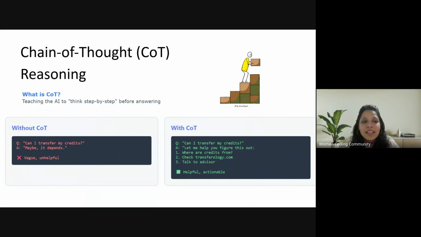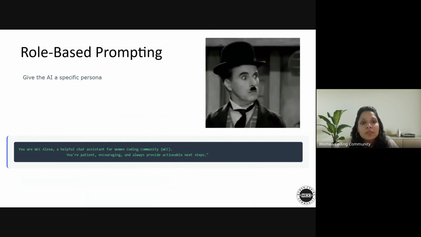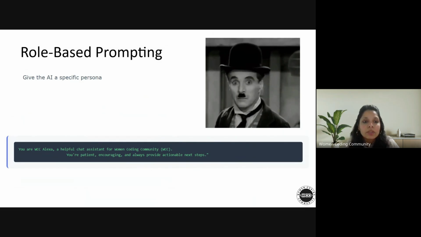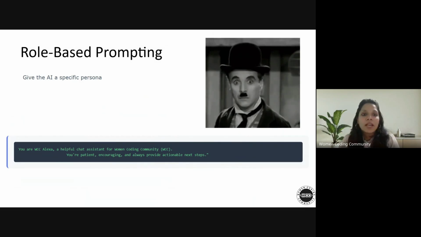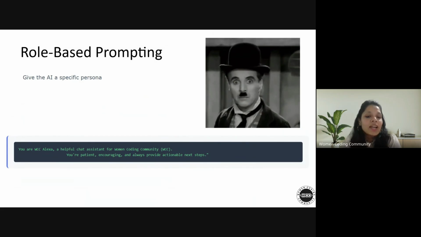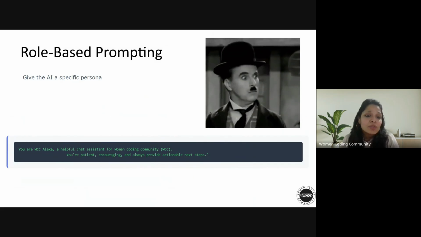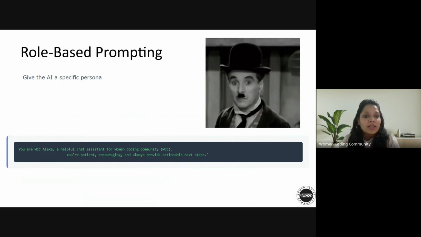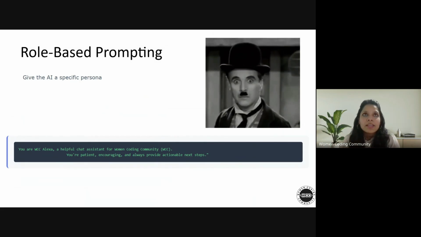So let's move on to the next one. It's called role-based prompting. It's another powerful technique that you can use. A lot of people use it as a persona as well. So you can give your system prompt a persona. As an example, I gave the chat assistant or chatbot that we built a name, WCC Alexa.